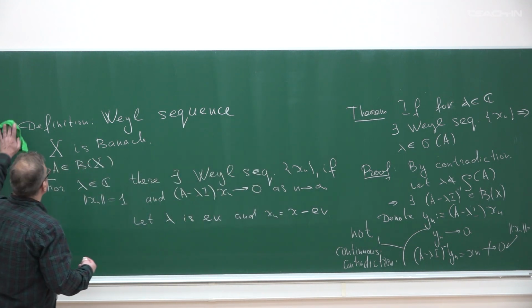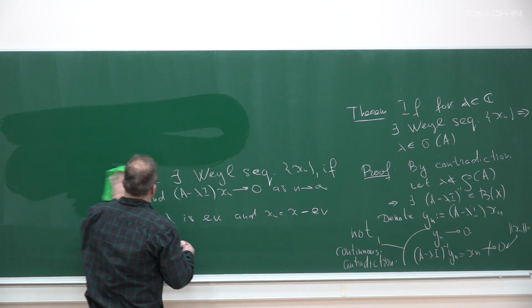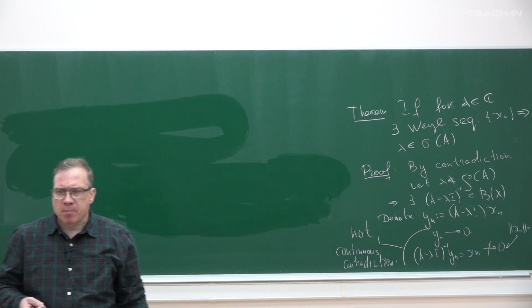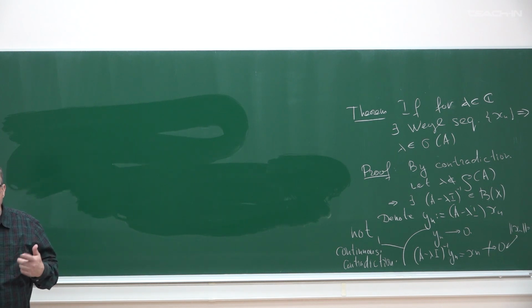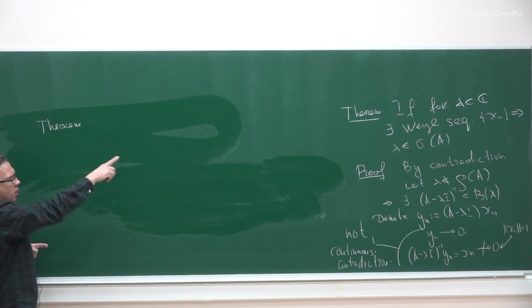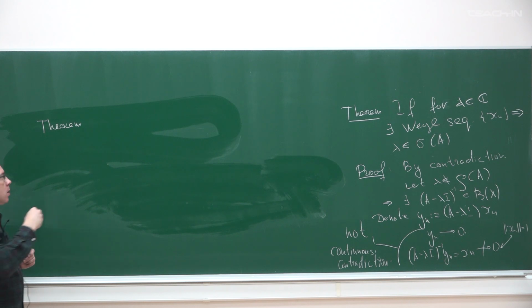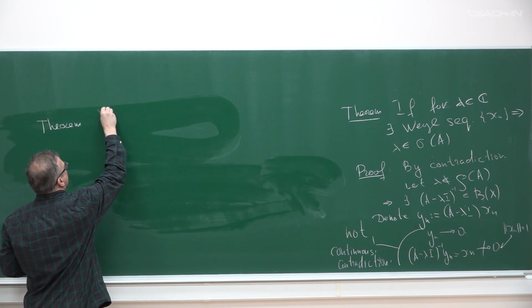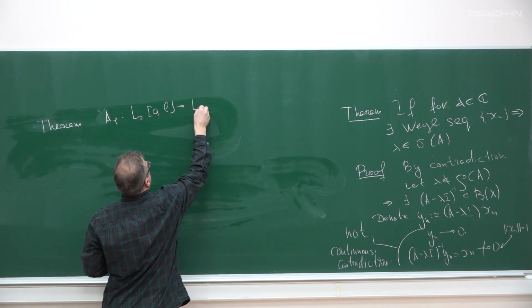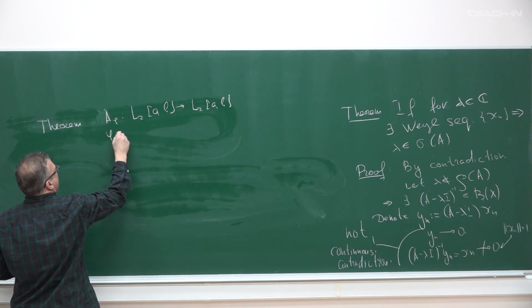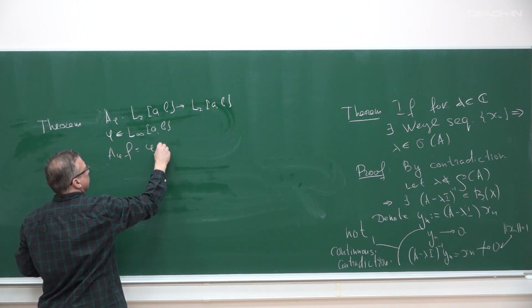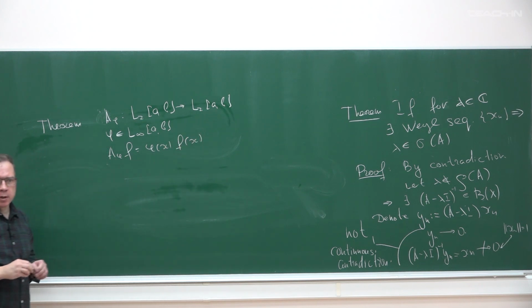So how can we use it? We can use it in the following theorem, which I formulated at the previous seminar, about the spectrum of the operator of multiplication by a function, as an illustration of using this theorem for Weyl sequences. The operator A phi acts in L2(a,b) to L2(a,b), a Hilbert space, where phi is a function from L infinity(a,b). It is the operator of multiplication by the function: phi of x multiplied by f of x.